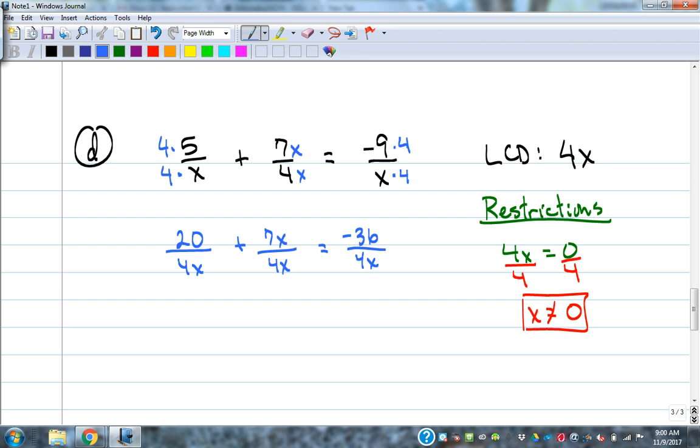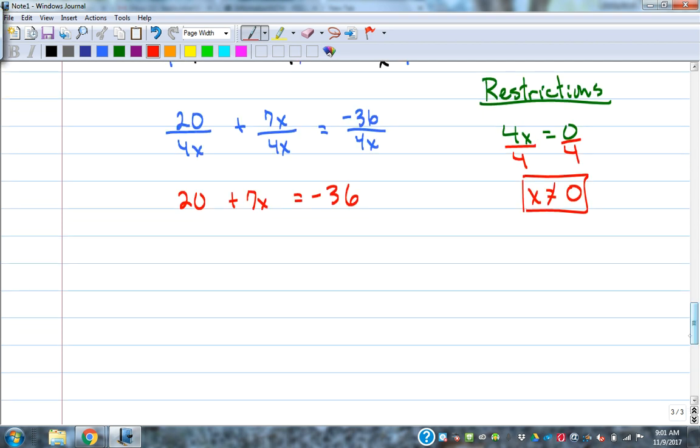Here's the wonderful part. Once you get here, the denominators are all the same. The only equation you have to work is the numerators. So you drop the denominators and set up 20 plus 7x equals -36 and solve it, because the denominators are the same. So now just the numerators is the only thing you've got to work out. We've already done our work with restrictions on the denominator. And then just solve it for x.